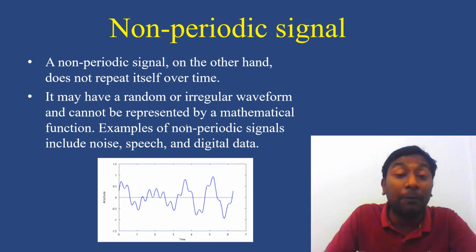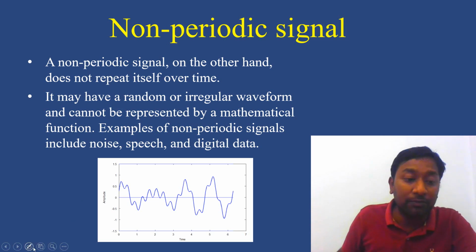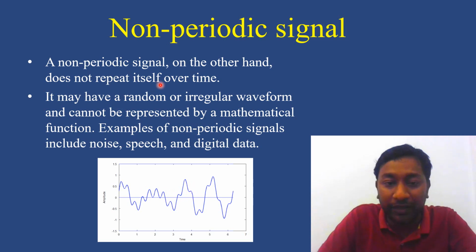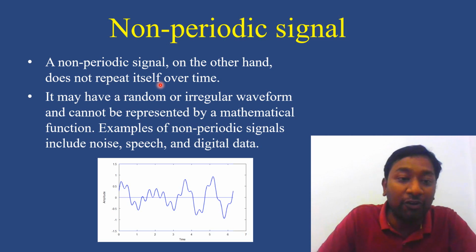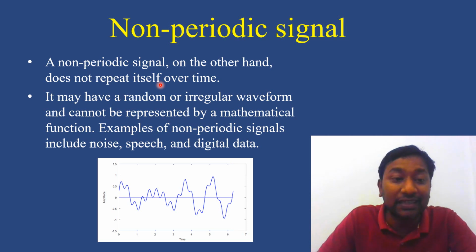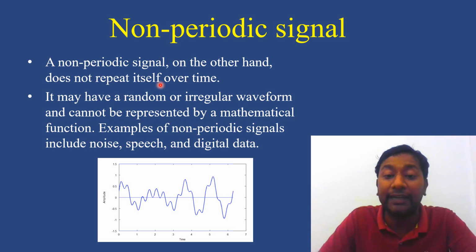Now we see non-periodic signal. A non-periodic signal, on the other hand, does not repeat itself over time. If you see, one of the non-periodic signals is mentioned. This is the diagram of the non-periodic signal. It does not have repeating behavior. Here there are some changes, then again there are changes, and it does not follow certain rules, so it does not repeat itself over time. It may have a random or irregular waveform and cannot be represented by a mathematical function. Examples of non-periodic signals include noise, speech, and digital data.